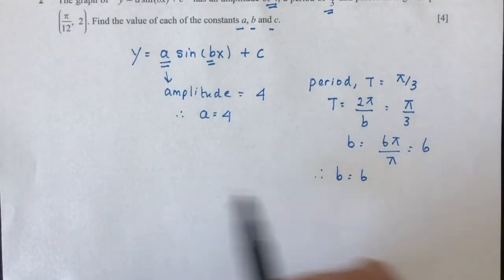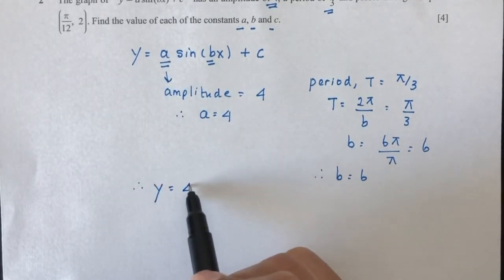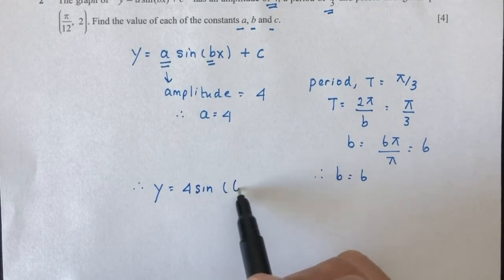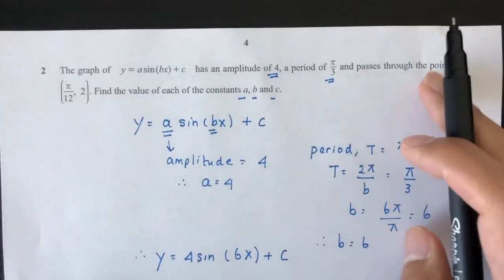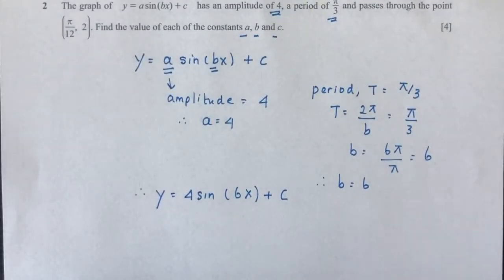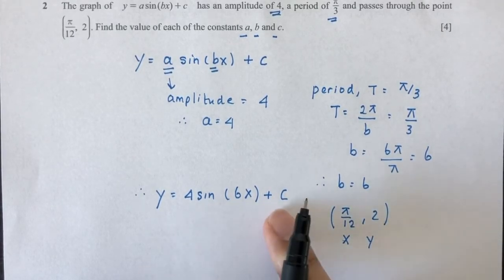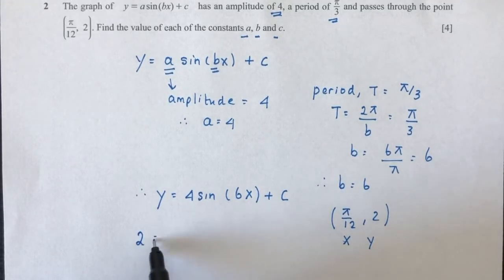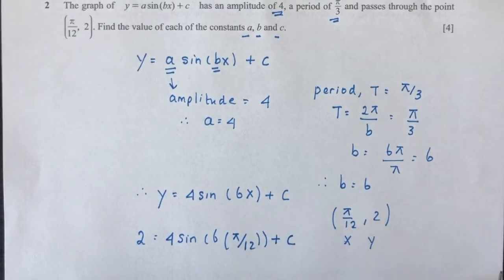So right now, what is your equation? Let's replace a and b back and see what we have for now. y equal to 4 sine 6x plus c. So now we say this curve passed through this point, which is pi by 12 and 2. This is point x and point y. So let's replace this back in this equation to find the value of c. So y is 2 equal to 4 sine of 6 times pi by 12 plus c.